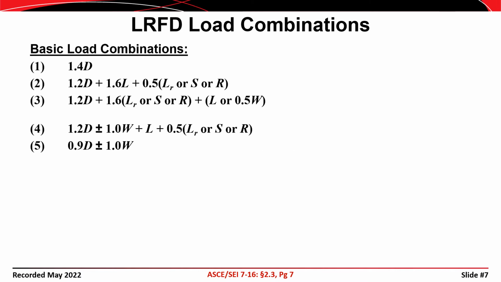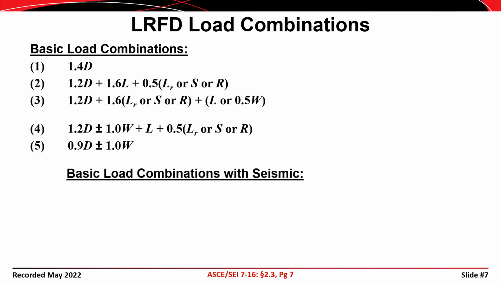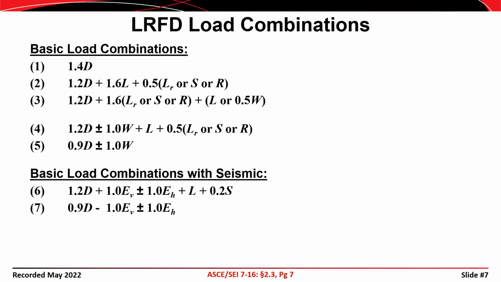Then we have combinations 4 and 5, which deal with wind. And then at the bottom, basic load combinations with seismic. You have load combinations 6 and 7 that deal with seismic. So with the wind load and the seismic loads, we have a plus or minus in there because the wind can blow either left to right or right to left. In fact, it's much more complicated than that, and we'll see that when we get to the wind load module. But you could have wind blowing from east to west, from west to east, from north to south, from south to north. You could have wind causing a torsion. You can have all kinds of different effects.